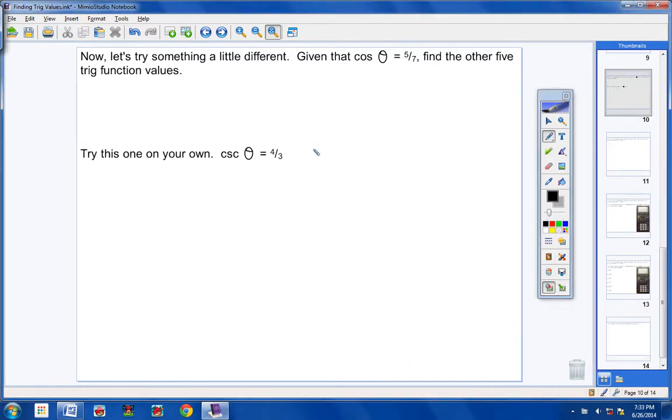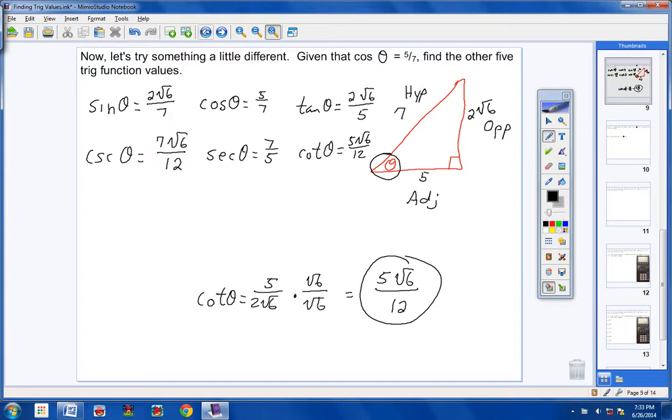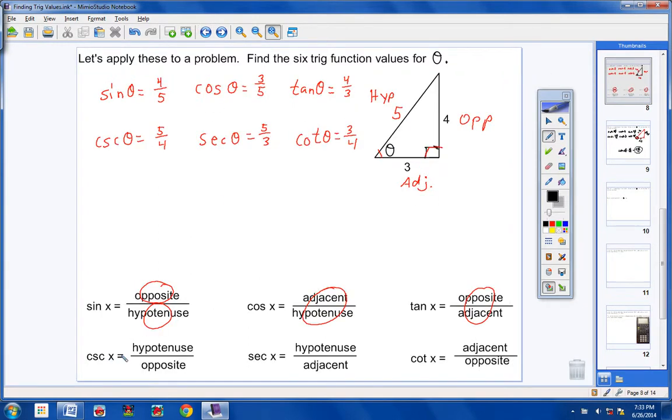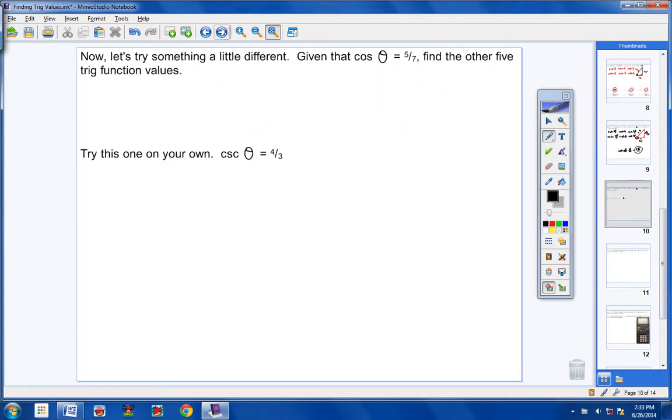Okay, now cosecant of theta equals 4/3. Now if you go back a couple pages, you'll see that cosecant is hypotenuse over opposite. Hypotenuse over opposite. So what I really have here is I know 4 is my hypotenuse, and I know 3 is my opposite side. Okay, so I'm going to draw a little different right triangle this time just to be different, and I'm going to go ahead and put theta up top. It really doesn't matter where you put theta.